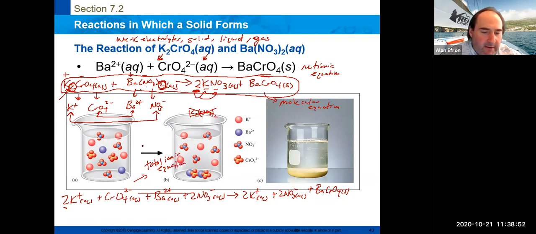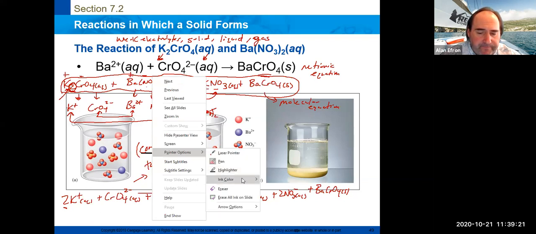Or I think your book might call it the complete ionic equation. And really what this equation describes is truly what's happening when we dump in both of those solutions together. We get all these ions basically in the beaker, as we can see in the picture, floating around. And when we write our total ionic equation or complete ionic equation, you should always be able to look on both sides of the arrow and see some ions that look exactly the same.